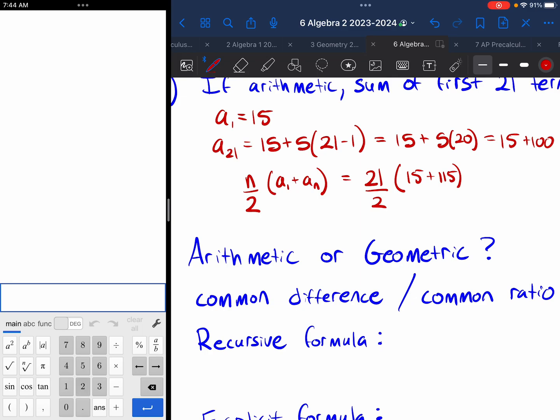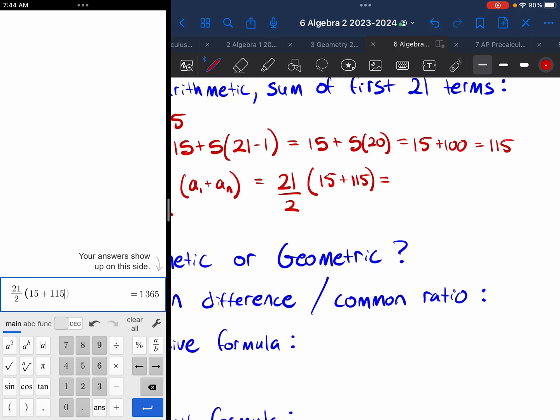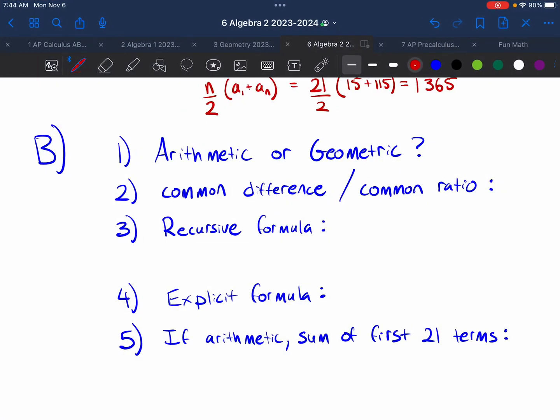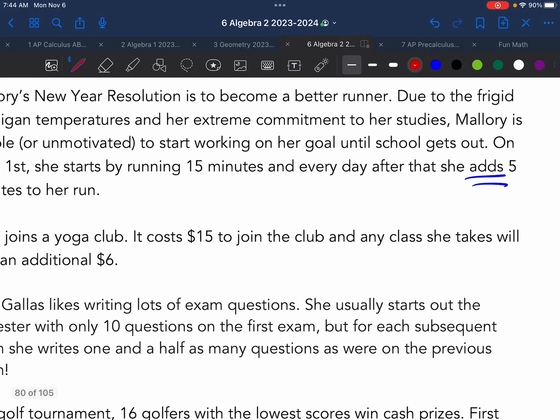So I'm going to do 21 divided by 2, and this is all going to be multiplied by 15 plus 115. And that's going to be equal to 1,365. All right, we're moving on to our next scenario. We'll come back to that calculator when we need it. Let's go ahead and read.